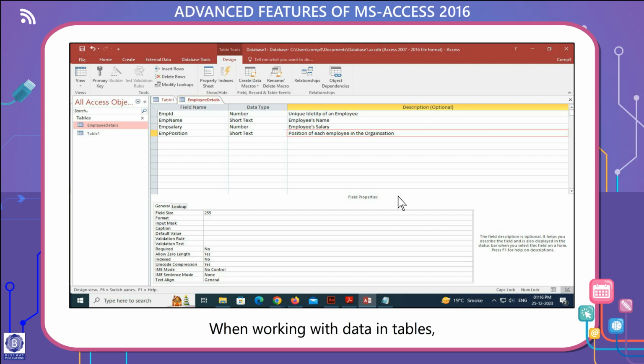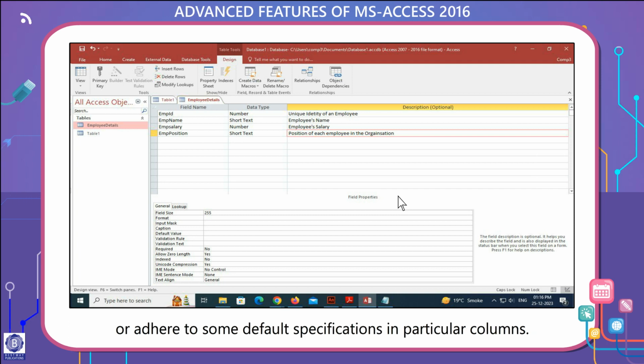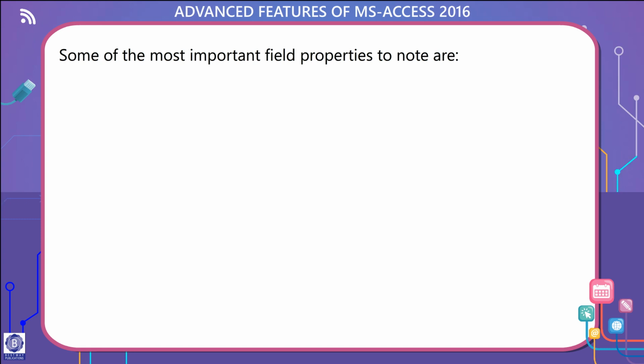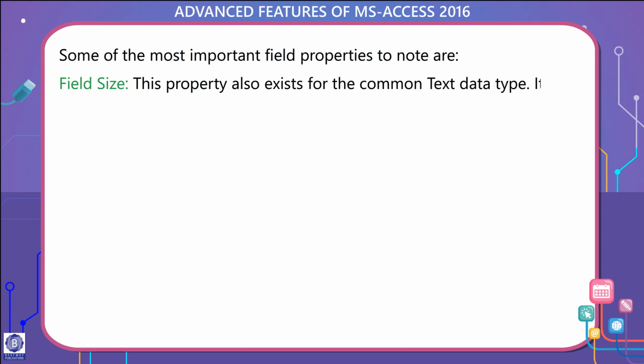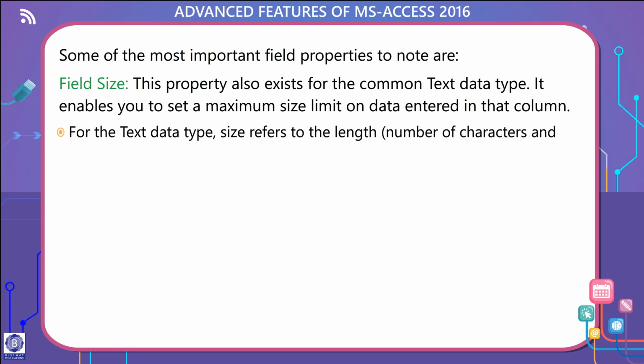When working with data in tables, you may encounter situations that require the data be restricted or adhere to some default specifications in particular columns. You can define these requirements by using the field properties. Some of the most important field properties to note are field size. This property also exists for the common text data type. It enables you to set a maximum size limit on data entered in that column. For the text data type, size refers to the length, number of characters and spaces of the text data in that column.